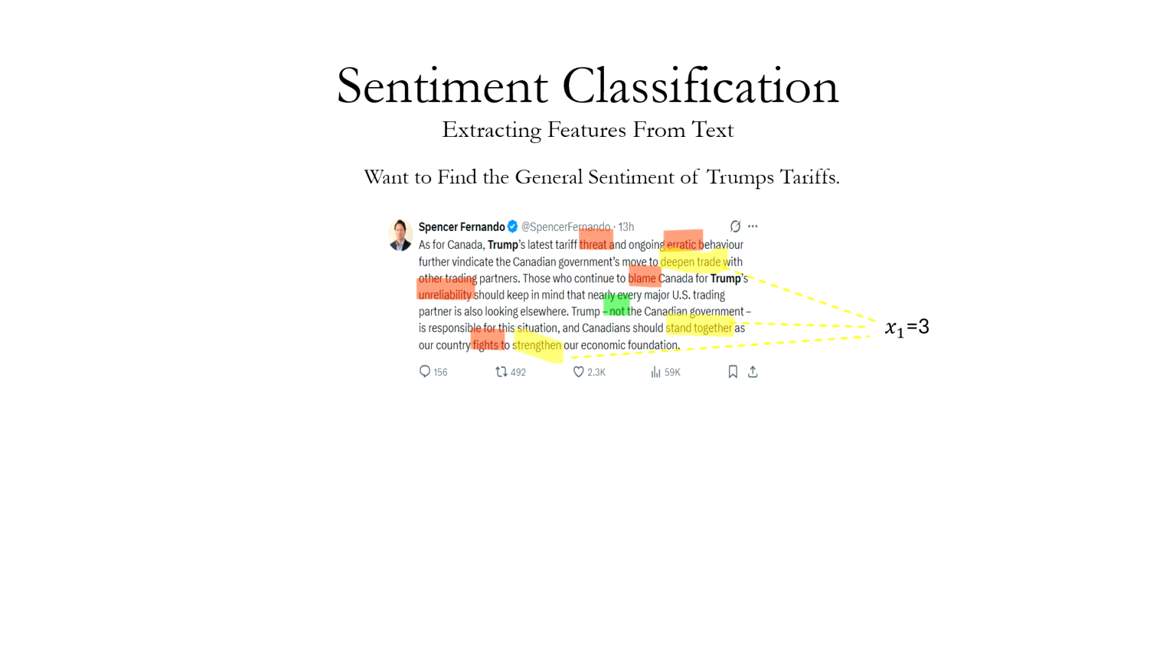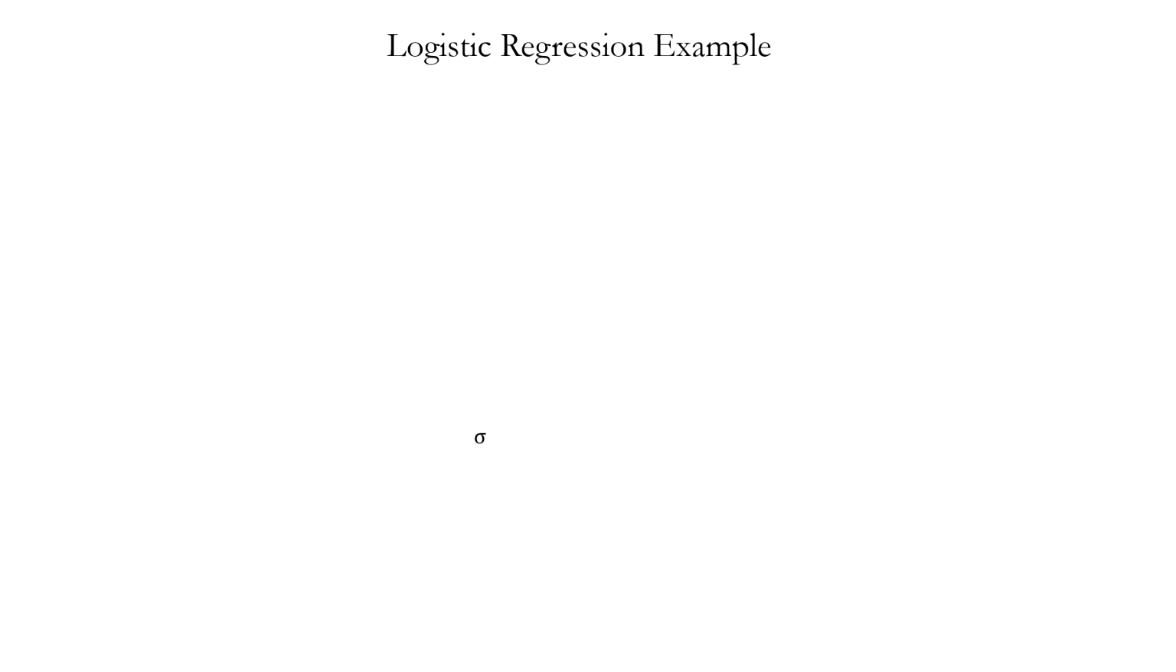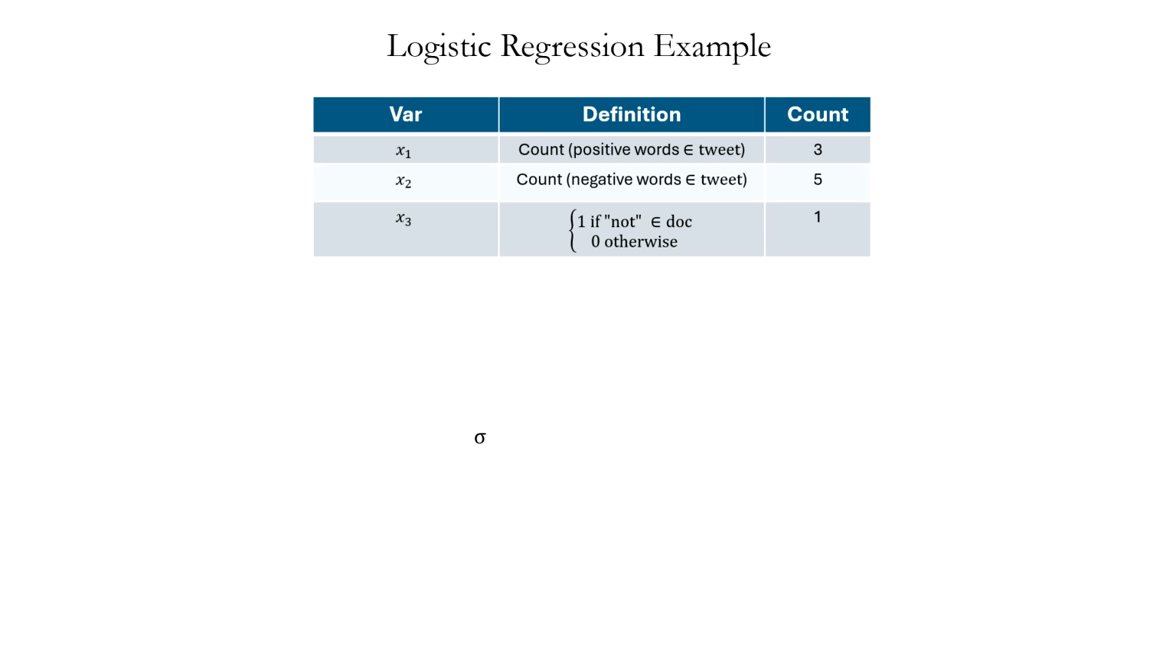We've got 3 of those, 3 positive, 5 negative, and 1 indicator variable. So now that we have these features, let's use a regression. Let's use a logistic regression. So here's a logistic regression example.